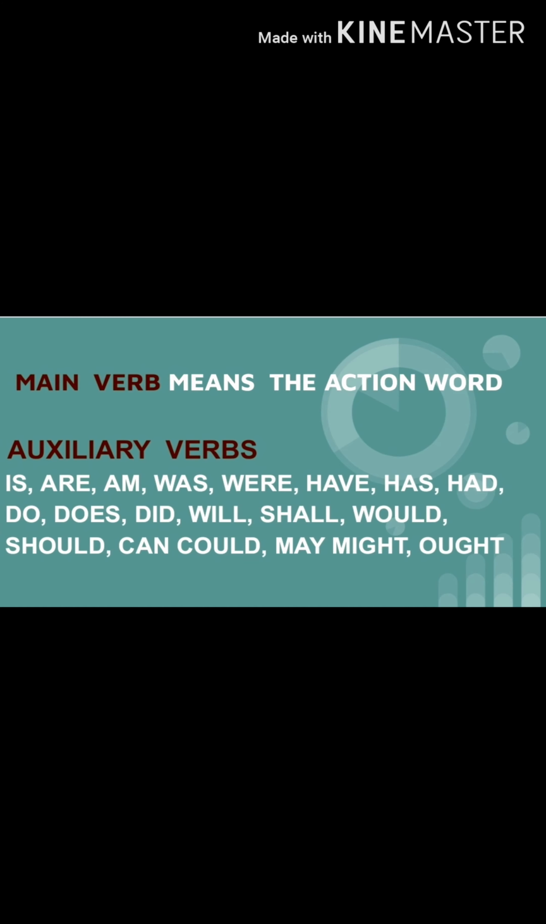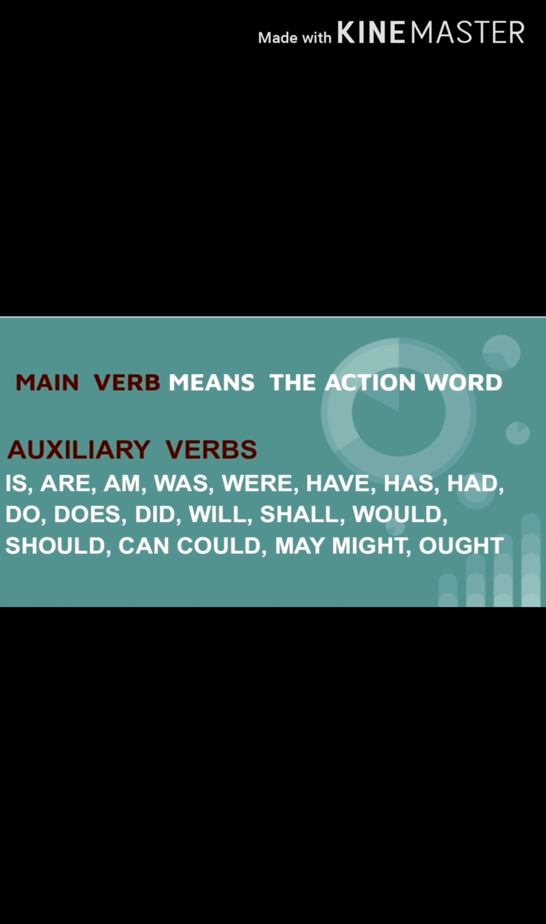Children, in this lesson, you will come across words like main verb and auxiliary verb. Now, what is a main verb and what is an auxiliary verb? Main verb means action word. For example, sleep, dance, write, run, sing, etc.